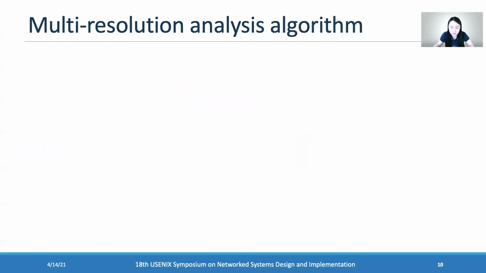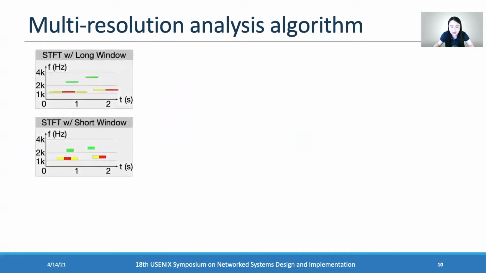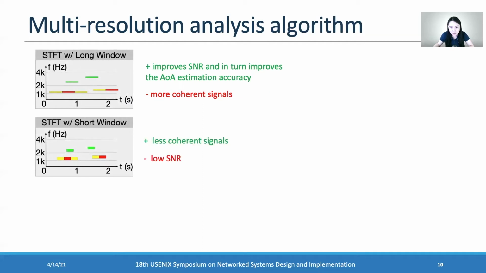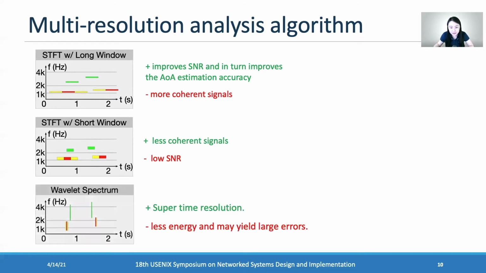We know that time is in inverse ratio to the frequency. A longer time window improves SNR, but it has more coherent signals. A shorter time window has better time resolution. At the same time, wavelet is a multi-resolution analysis. It has super time resolution. This helps us to capture transient signals in a small time window, but its lower energy may yield large errors.